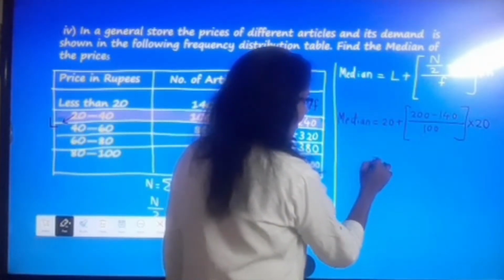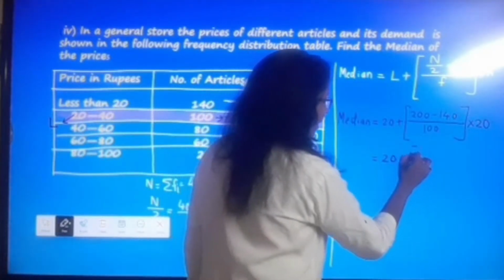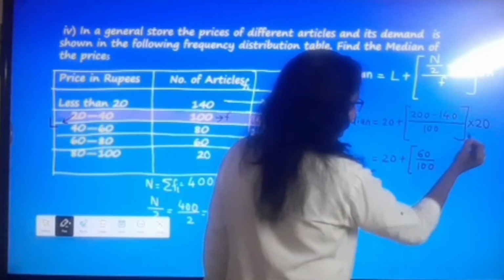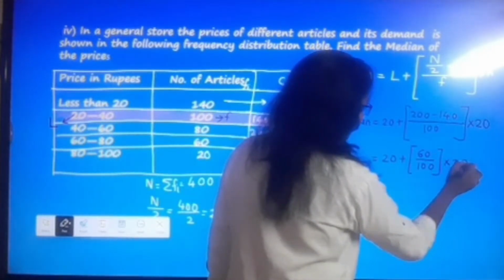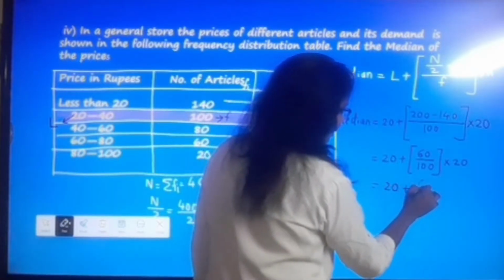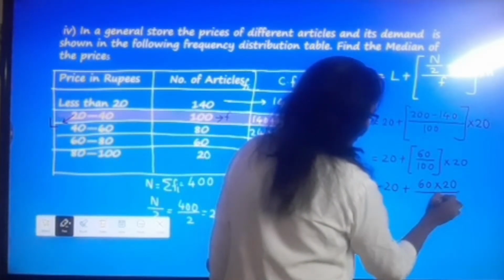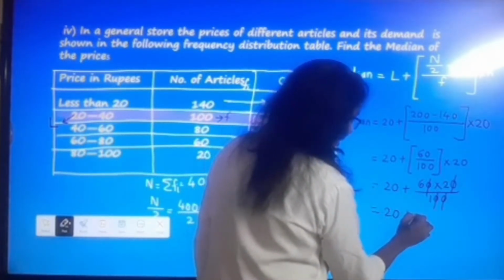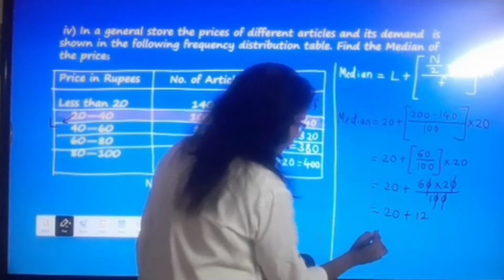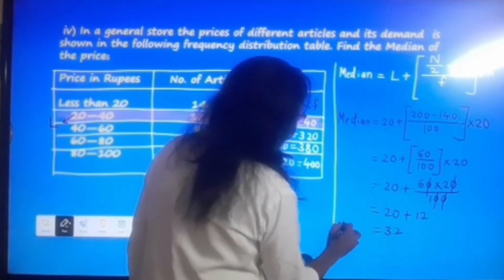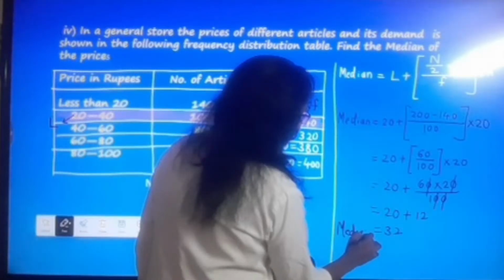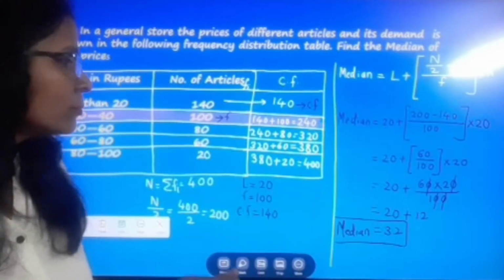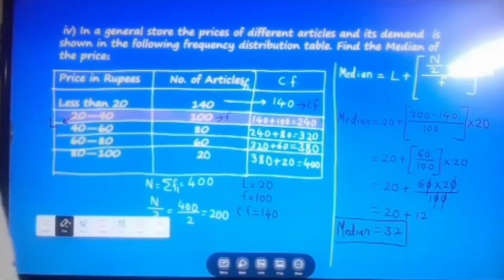Now here we solve it. This 20 plus 200 minus 140, 60. Then 60 upon 100, and multiply 20. So that means 20 plus 60 multiplied by 20 divided by 100. So these two zeros get cancelled. So 20 plus 6 multiplied by 2, that means 12. So here 32. So the median is equal to 32. Okay students, so the median is equal to 32. So this is the final answer.